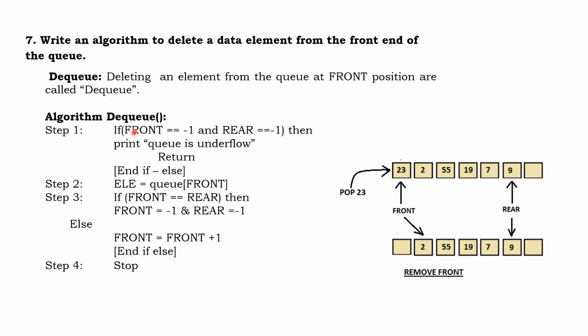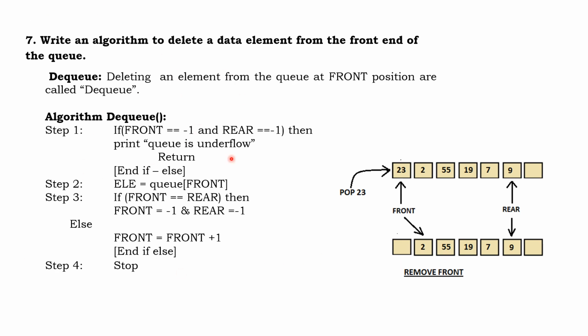Then, is the empty condition true? No. Again control will come. Q of front, the element 2 will be removed. Then does it reach the rear? No. Then increment the front pointer by 1. Then the front pointer will come to remove the element 55.